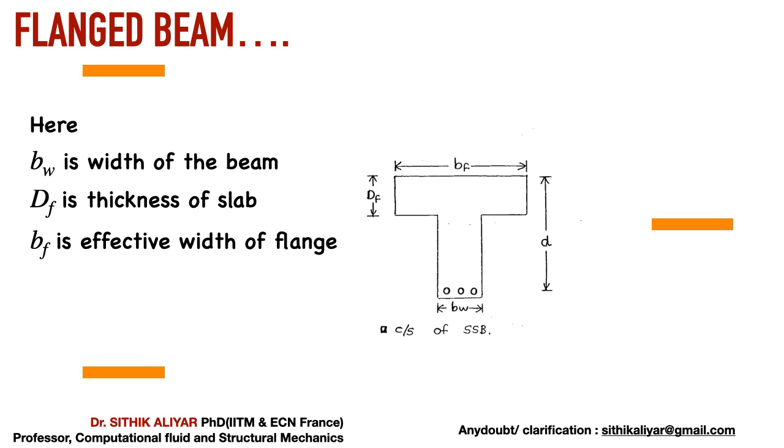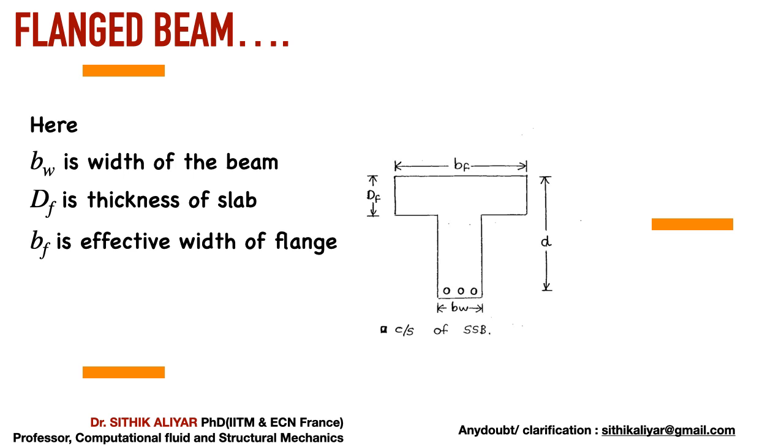So flanged beam. I have never experienced L beams that much in design, so we'll concentrate more on T beams. So this is a simple example of a flanged beam. You see this beam, that D is the effective depth, this is a single rectangle, and there are extra flanges coming at the top.